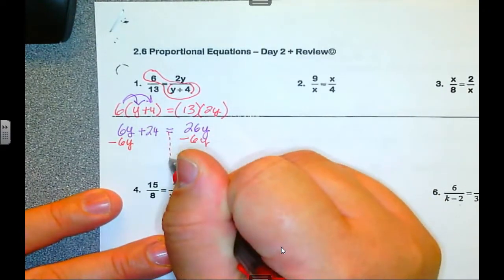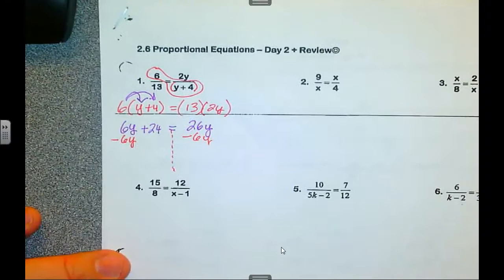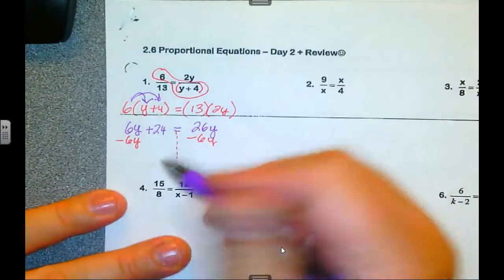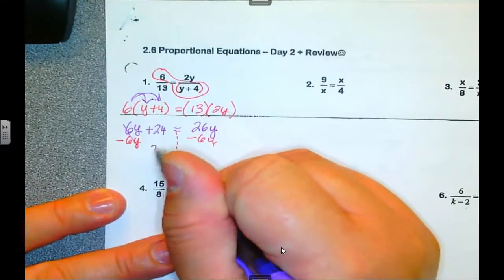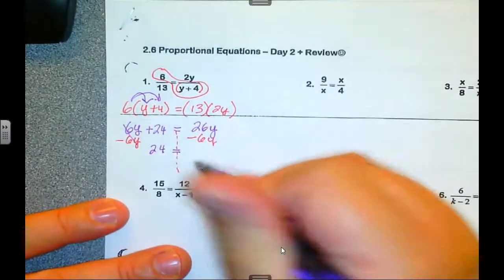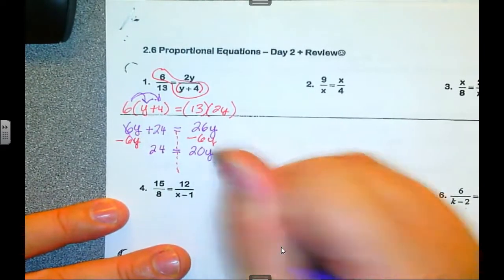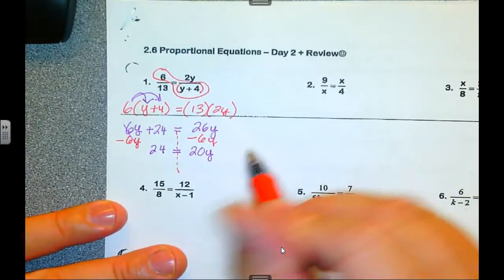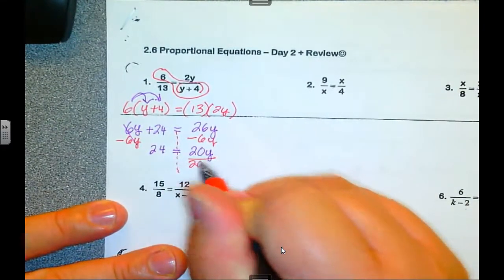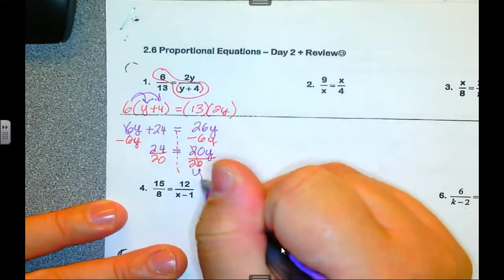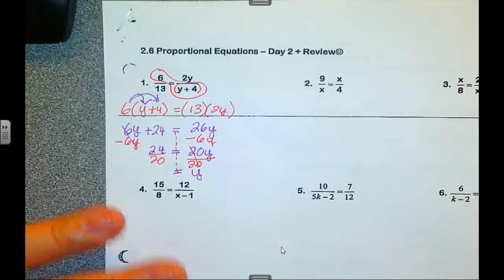And again, if you are still having trouble organizing the different sides of the equation, put a line there. These add up to 0. Bring down your 24. 26y minus 6y is 20y. Divide by the coefficient 20. So y is going to equal 24 divided by 20.